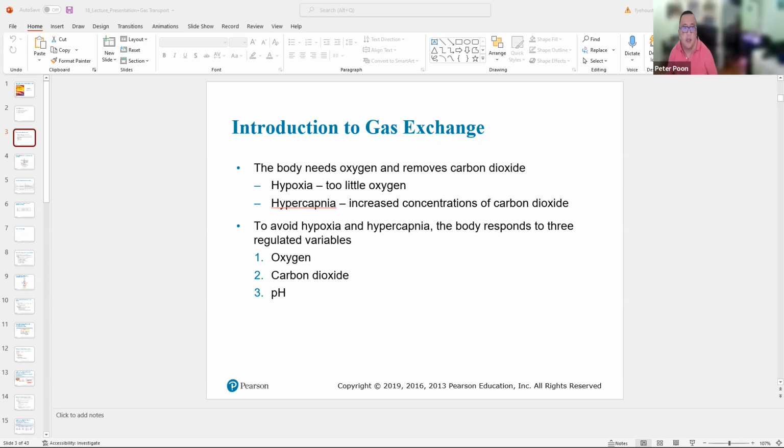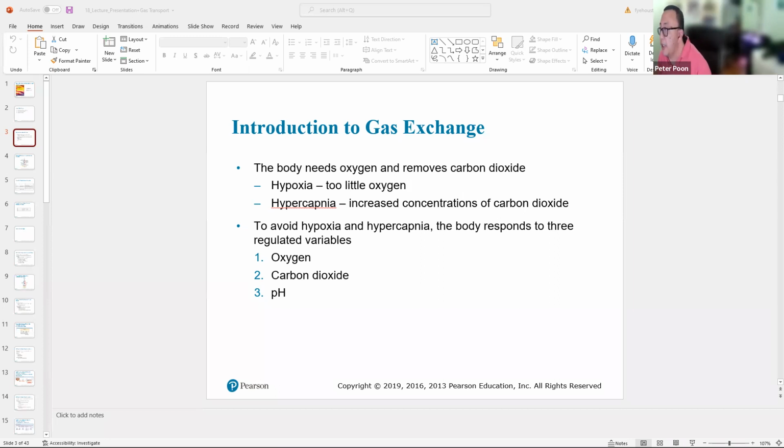Okay, introduction to gas exchange. Two important things have to happen. You guys know the first one, which is that the body has to get oxygen. But what you don't know is that the body also needs to get rid of carbon dioxide. Both are toxic, and both are important.